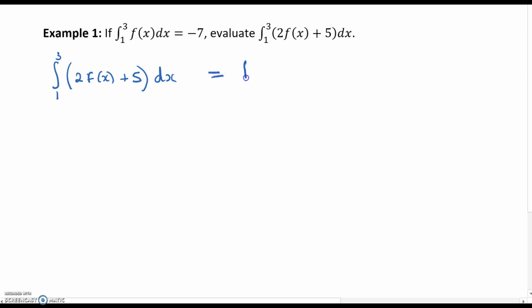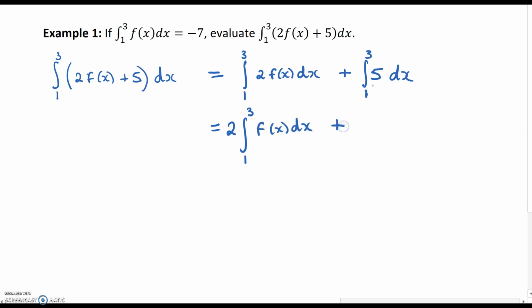So that means we can write that this is equal to the integral from 1 to 3 of 2 times f of x dx, plus the integral from 1 to 3 of 5 dx. Now, on this first one, the integral of 2 times f of x, that's simply a constant times the integral of a function, so we can take the 2 outside. So that becomes 2 times the integral from 1 to 3 of f of x dx.